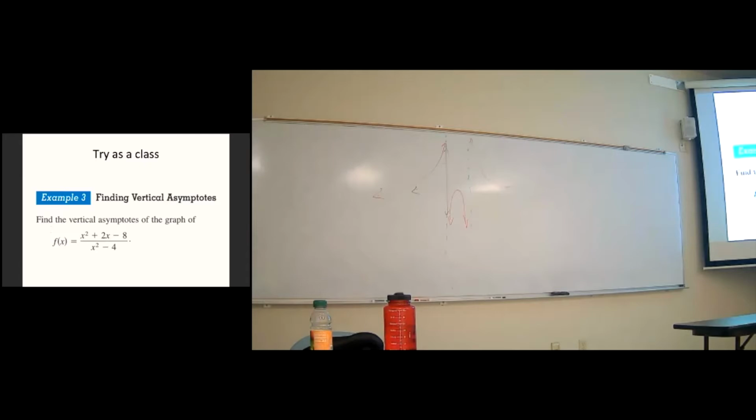Now, what about something like this? Where are our vertical asymptotes here? Should be at 2 and negative 2, right? Because x squared minus 4 can be factored into the quantity x plus 2 and the quantity x minus 2. So we have x plus 2 times x minus 2, and that's all in the denominator. So 2 and negative 2 should be asymptotes.